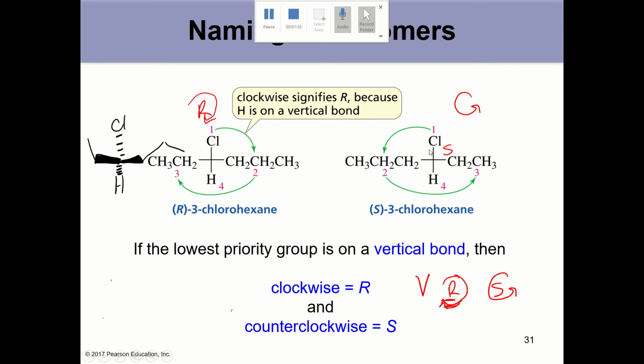Looking at the enantiomer at the right, the S 3-chlorohexane, we have the groups chlorine at the top, propyl at the left, and ethyl at the right. As we go from 1 to 2 and from 2 to 3, we are moving counterclockwise, and that gives us the S for our naming.